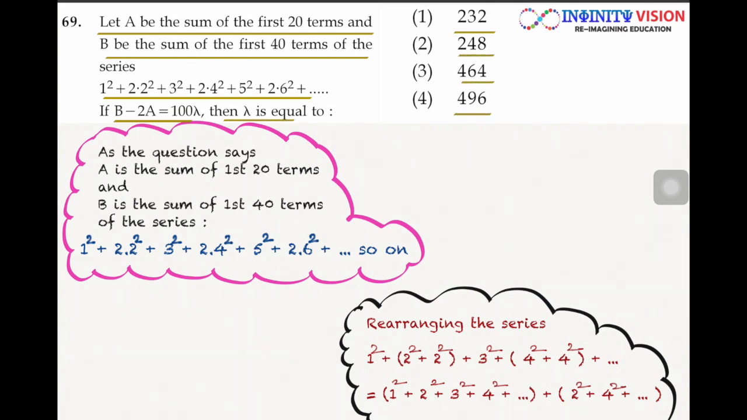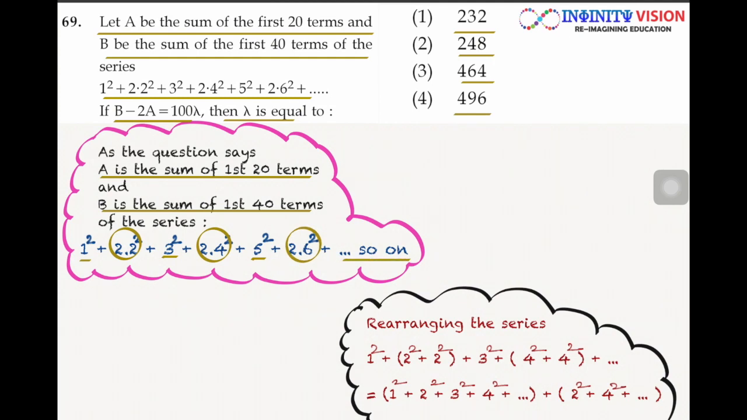As the question says, A is the sum of first 20 terms and B is the sum of first 40 terms of a series 1 square plus 2 into 2 square plus 3 square plus 2 into 4 square plus 5 square plus 2 into 6 square and so on. So we'll try to rearrange this series.